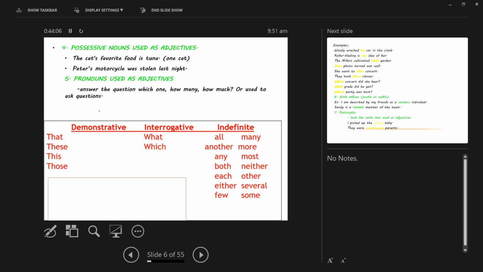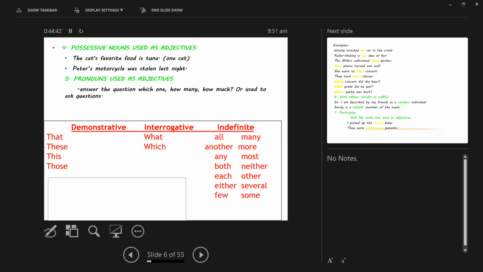So again, adjectives can be found in the form of possessive nouns. When we say possessive nouns, it talks about ownership. Yes? So, for example, it's Anne's tumbler. So, the cat's favorite food is tuna.